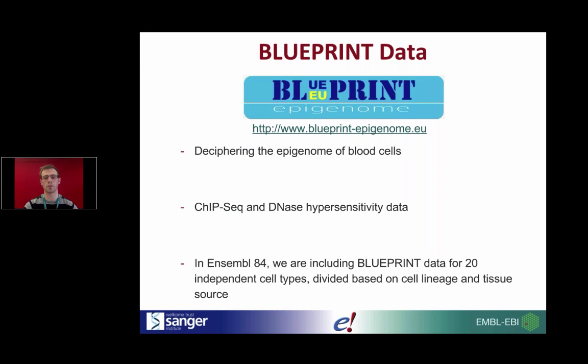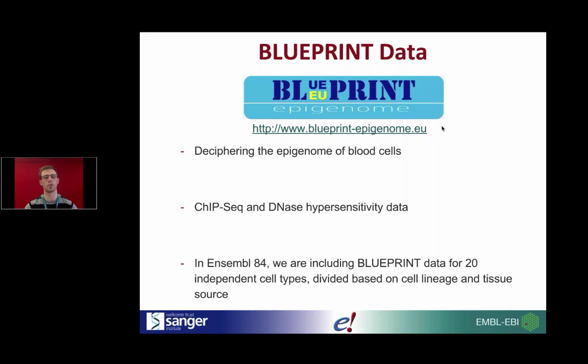So firstly, I wanted to talk to you about the BLUEPRINT data. You can find lots more information about the BLUEPRINT project at the BLUEPRINT homepage, which is linked via the URL here. But it's basically a large-scale project which was aimed at deciphering the epigenome of a number of different blood cells. So the project mainly involved gaining data about the genomic regulation of blood cells using ChIP-seq and DNase hypersensitivity data.